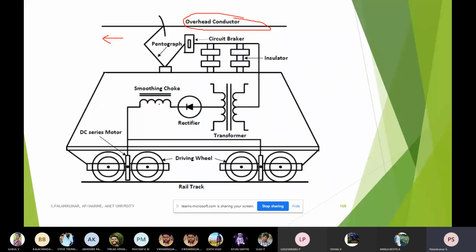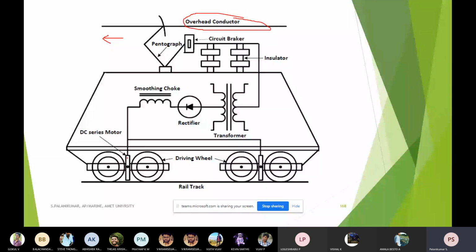After the transformer, immediately through the power modulator, it will be given to a series motor, an induction motor. Whereas in the case of DC, this AC power has to be converted to DC. That is the reason for the rectifier. Before the rectifier, we have to step down to the required voltage. Then after that, a smoothing choke, a high value of inductance, is connected in order to have a continuous current.